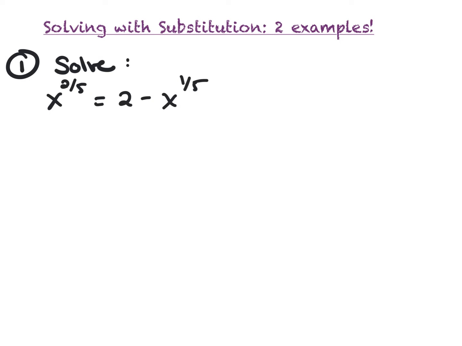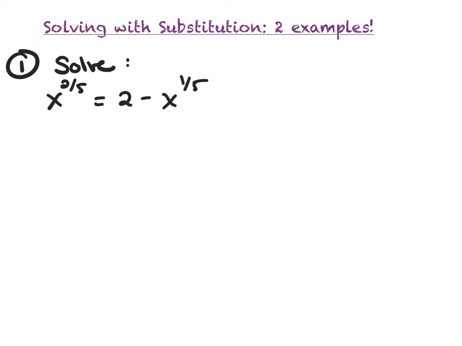In this video, we're going to use substitutions in order to solve two very different looking equations. Let's start with the first one. Here we'll solve x to the 2/5 equals 2 minus x to the 1/5.